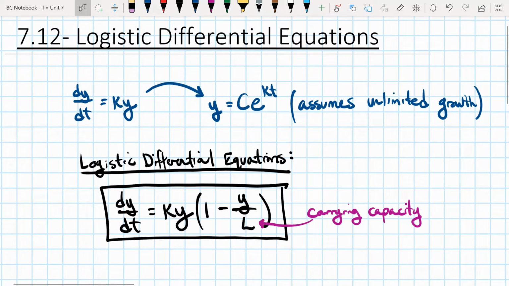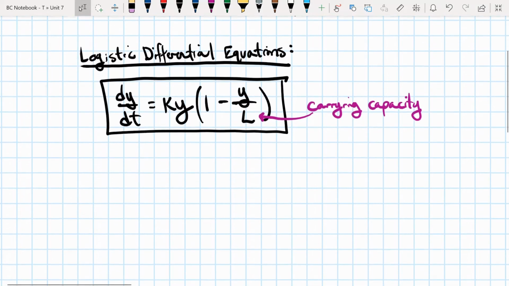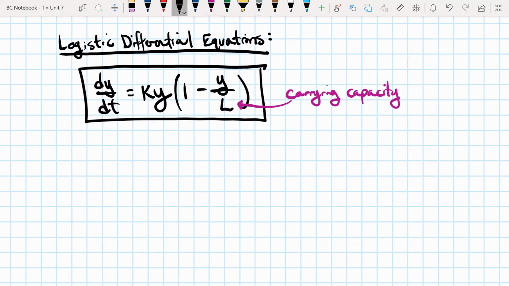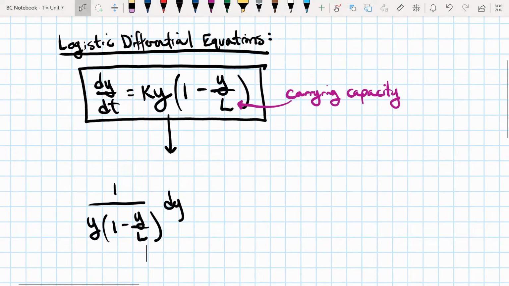So let's solve this for y. So we're going to solve this logistic differential equation. To do that, we're going to separate the variables. This doesn't look like it, but it's a separable differential equation. So I'm going to move all the y's to one side, and I'm going to move the dt over to the other side with the k. On the left-hand side, we get 1 over y times 1 minus y over L dy equals k times dt.